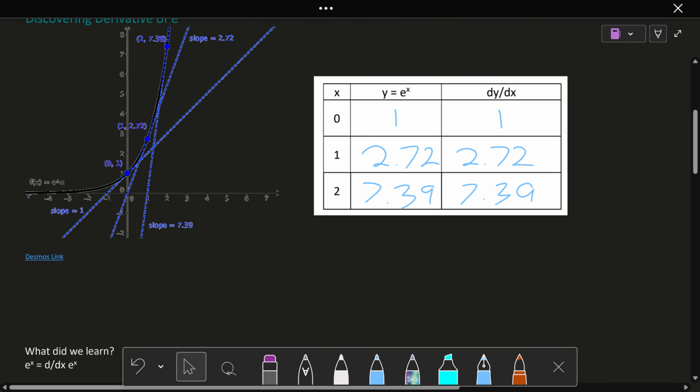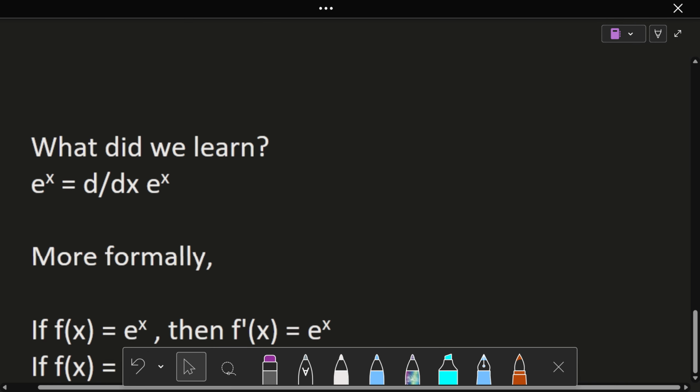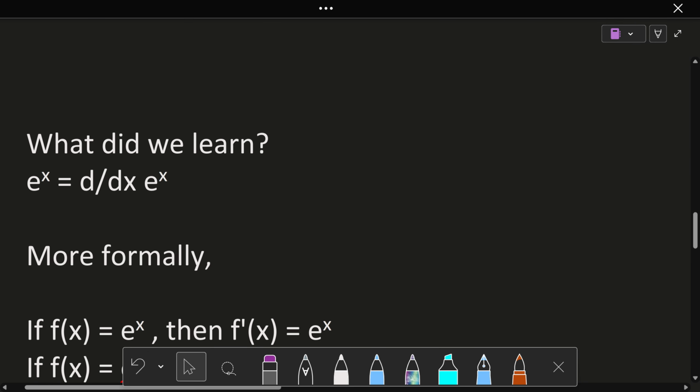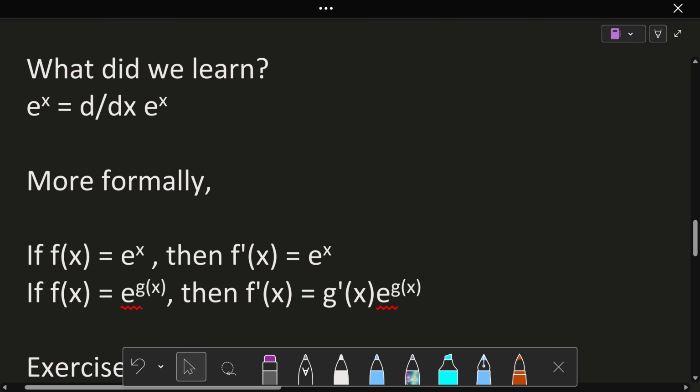Okay, so what did we learn? We learned that the derivative of e to the x is e to the x. To write it a little more formally, if f of x is equal to e to the x, then f prime of x is equal to e to the x. This is going to be the easiest derivative to find because the derivative is the function itself.